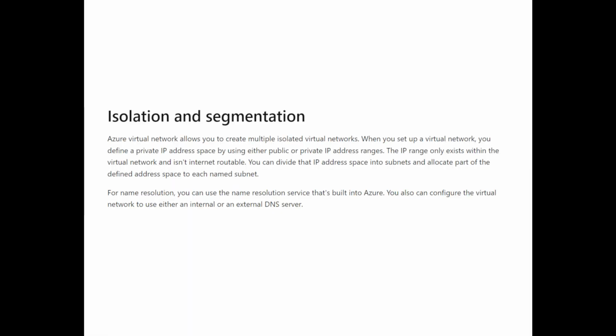Isolation and segmentation. Azure Virtual Network allows you to create multiple isolated virtual networks. When you set up a virtual network, you define a private IP address space by using either public or private IP address ranges. The IP range only exists within the virtual network and isn't internet routable. You can divide that IP address space into subnets and allocate part of the defined address space to each named subnet. For name resolution, you can use the name resolution service that's built into Azure. You also can configure the virtual network to use either an internal or an external DNS server.